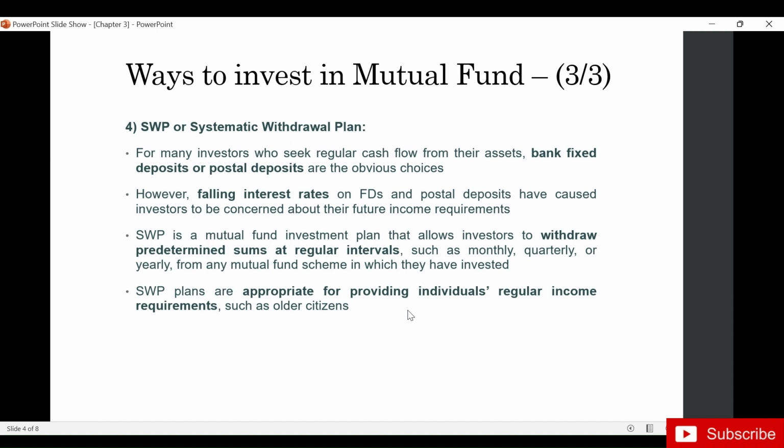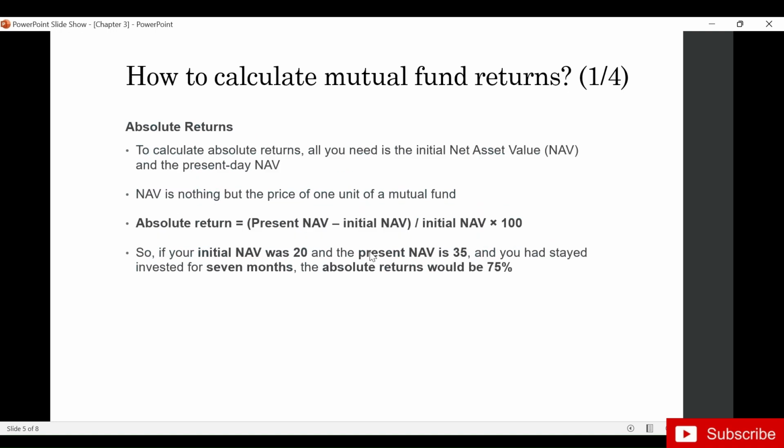Hence, for such investors, SWP is a plan which allows them to withdraw predetermined sums at regular intervals of time, such as monthly, quarterly, or yearly, from the mutual fund scheme in which they have invested. And SWP plans are not suitable for all types of investors. They are usually more appropriate for people who have a regular income requirement, such as senior citizens.